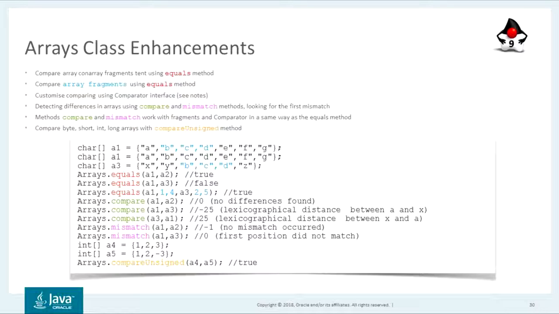All right. Also, a small permutation of the comparison operations: compareUnsigned, in arrays 4 and 5. One of the values is positive and negative, but if you use compareUnsigned, it will say it's true regardless. It's basically ignoring the sign. So these are enhancements to the Arrays class available from Java 9.